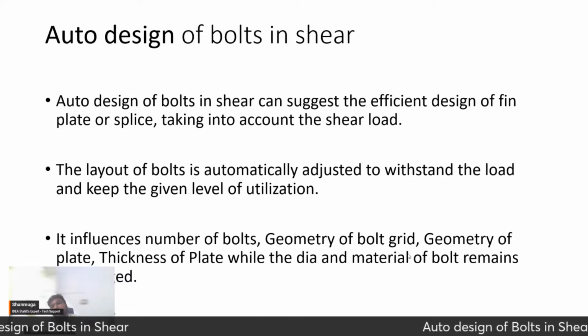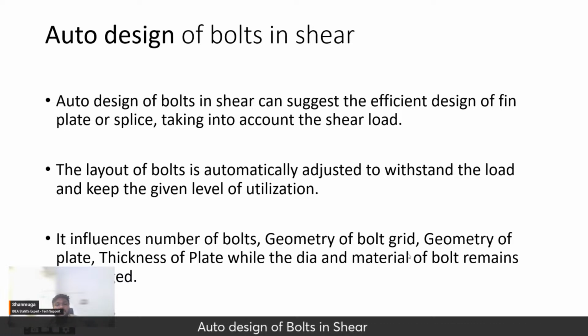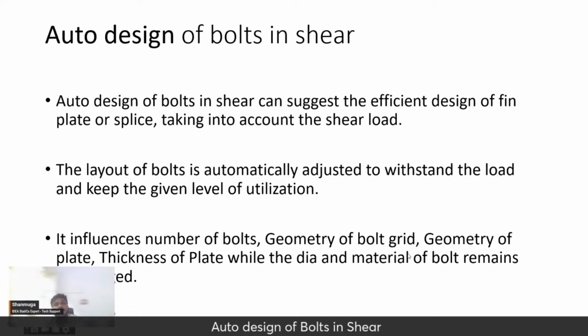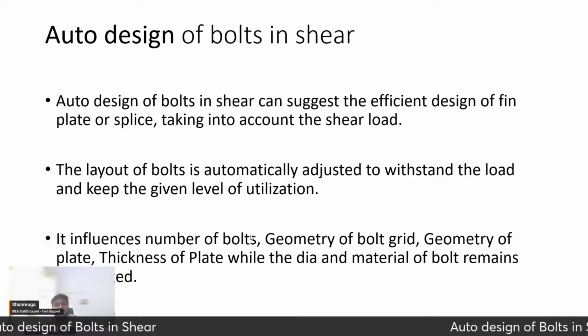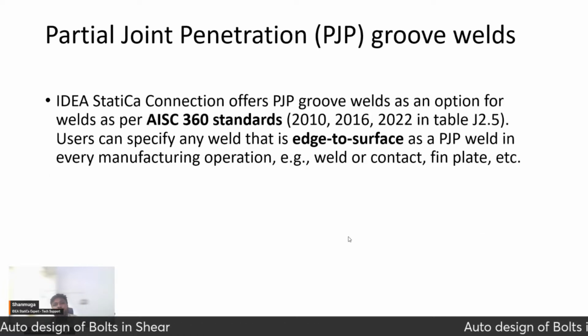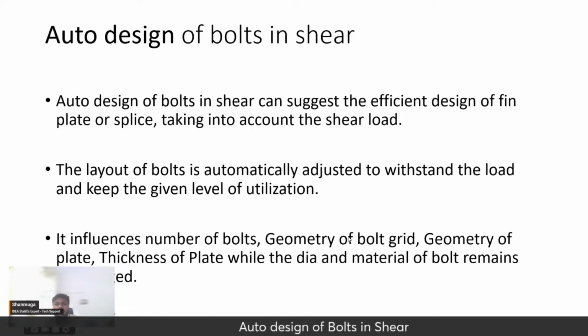The diameter of the bolt and the bolt material grade are given as our input. The software won't suggest the required diameter and the required grade of the bolt. It is our input. The software will suggest the number of bolts, the geometry of the bolt grid, and the geometry of the plate as per the input which you have provided in the settings tab. So that is about the feature update, the auto design of bolts in shear.